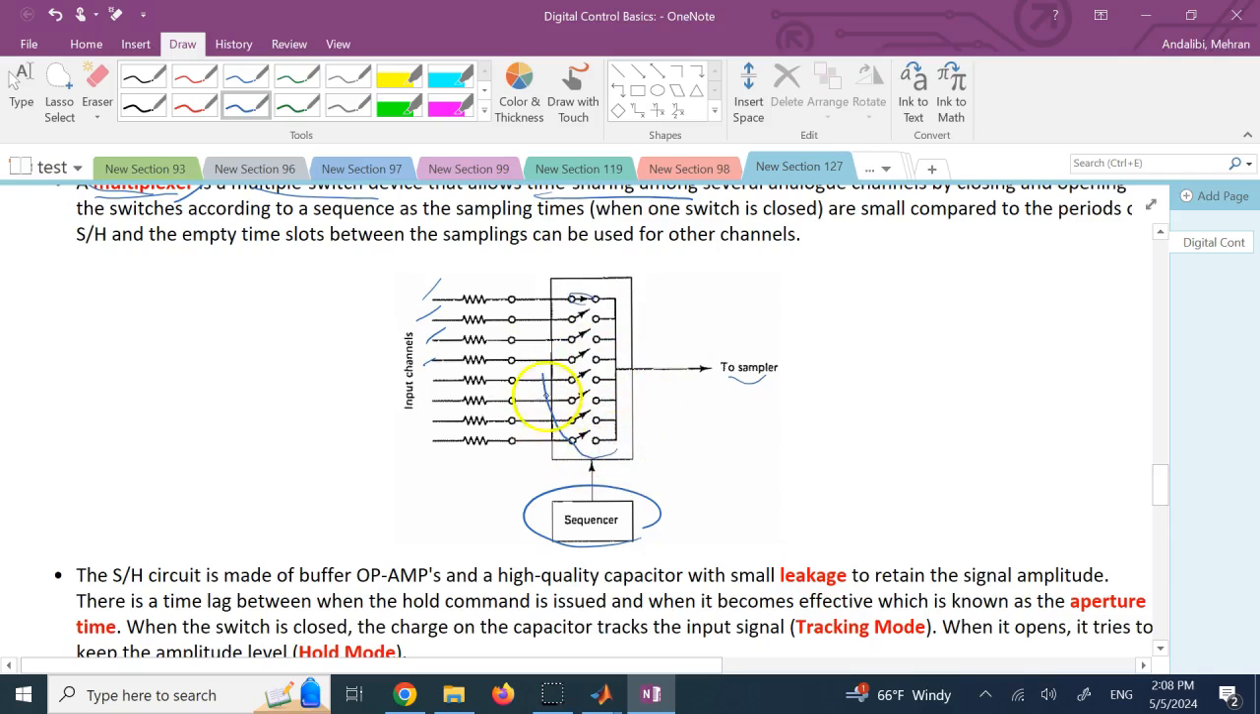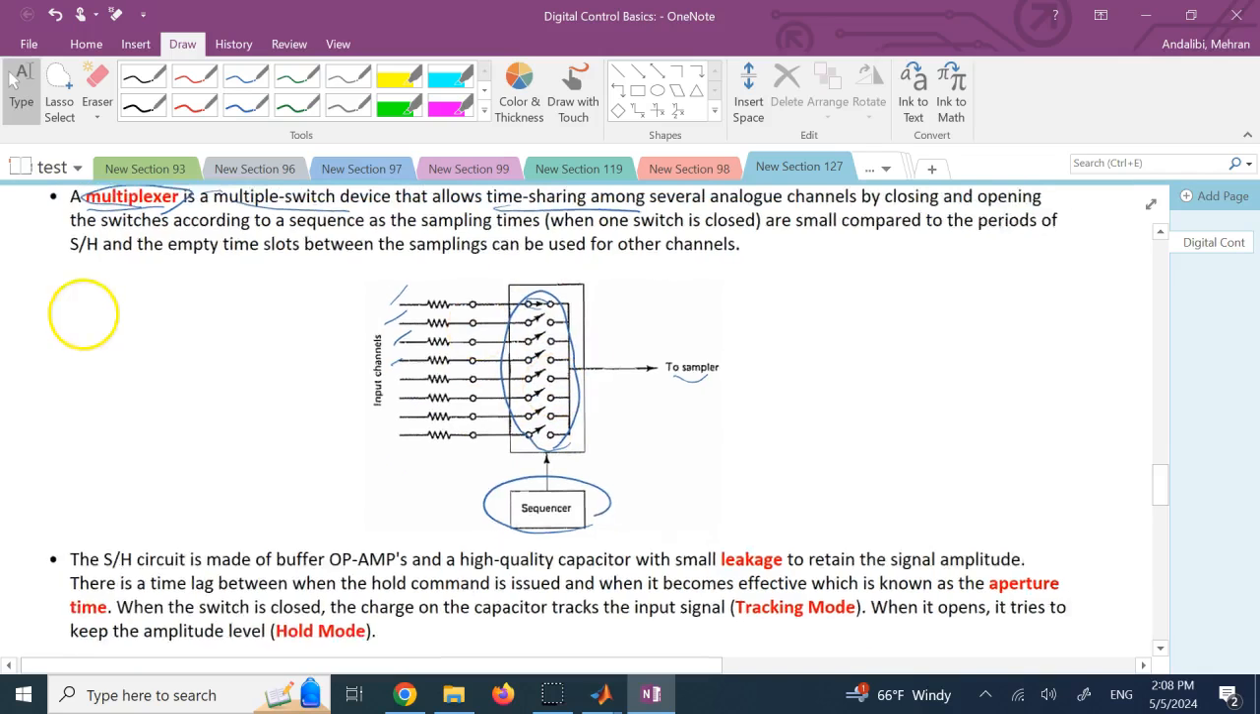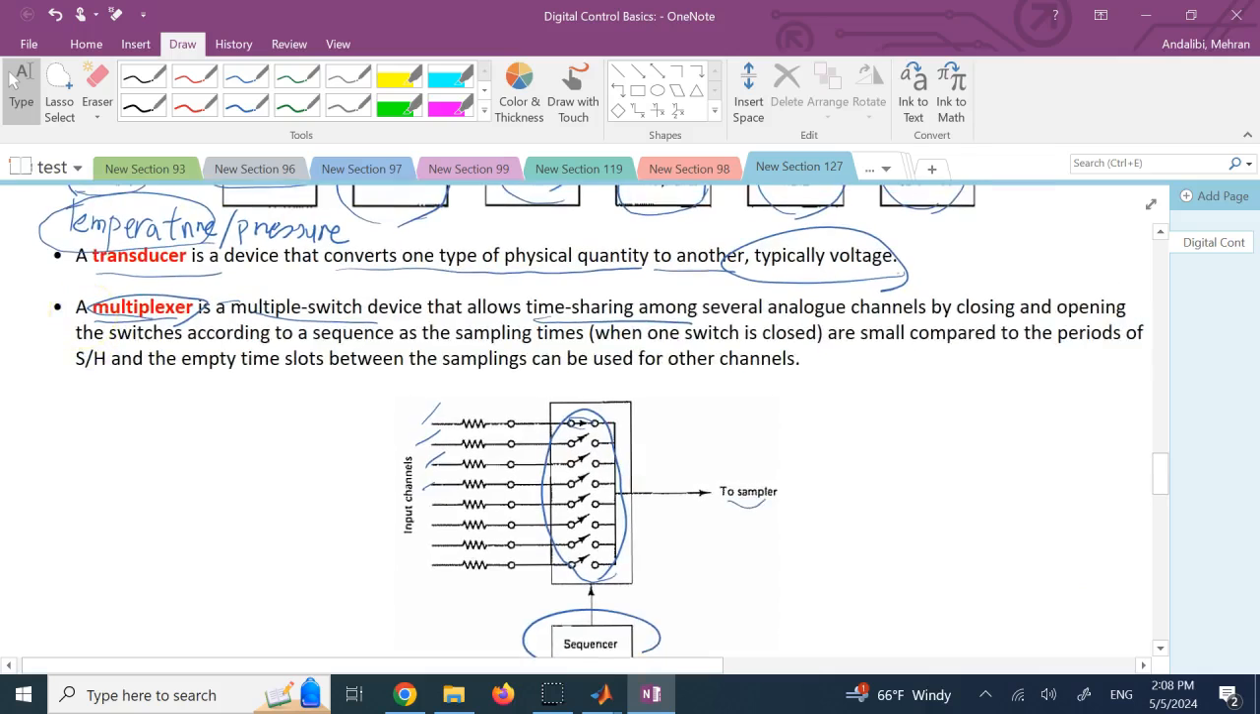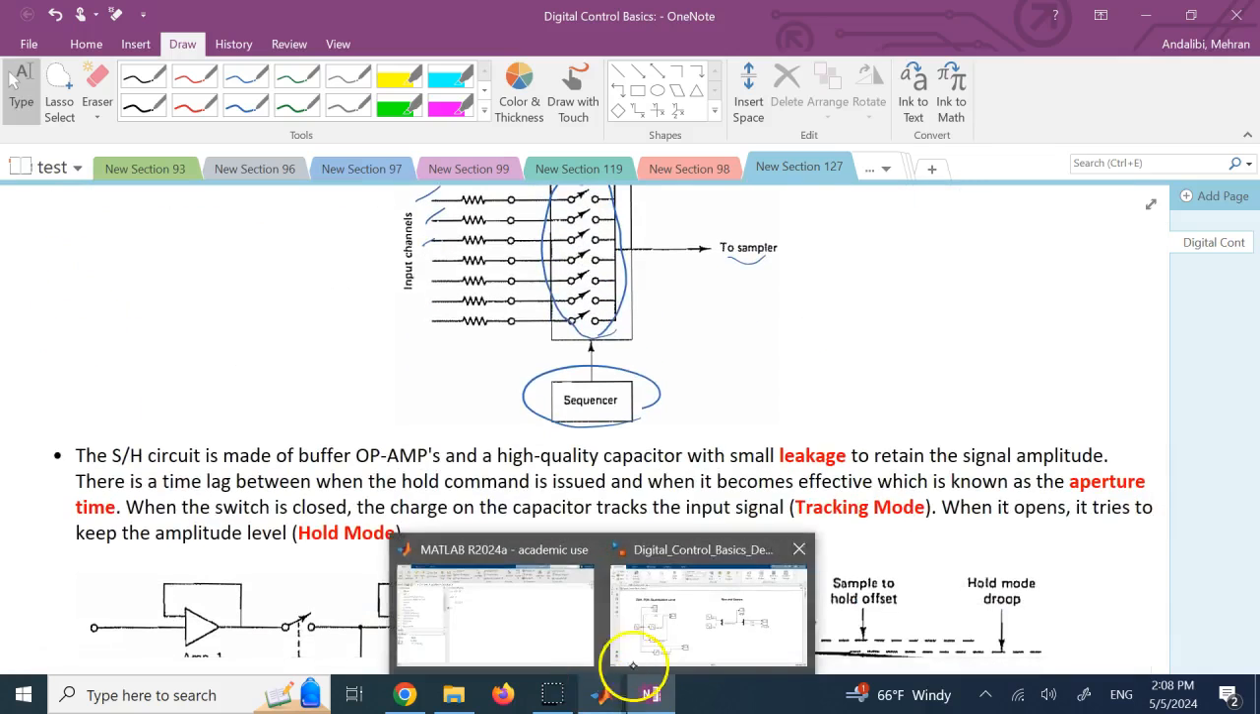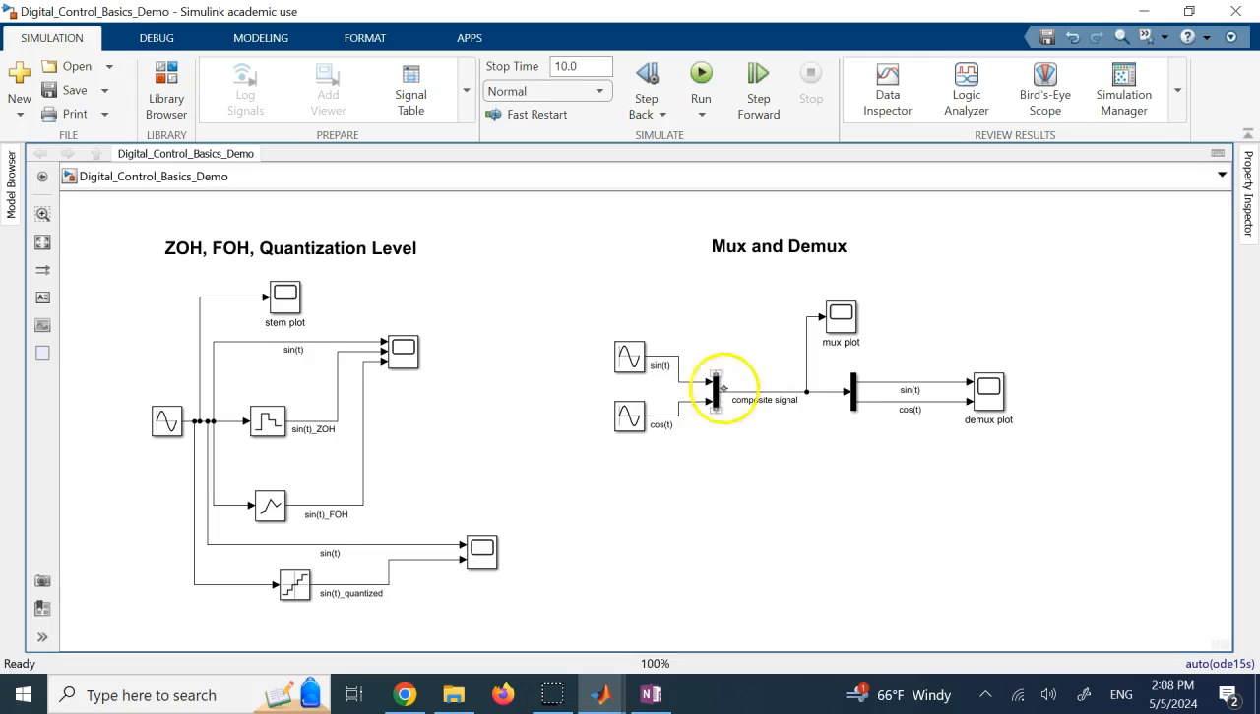And most of the time the number of channels is a power of 2, and you might not need to use all of them. So if you have 8 channels, do I need to have 8 signals? No, maybe I only have 2 signals. But still I can do time sharing and accelerate the performance of the system. And as I said, in MATLAB, I'm going to show you this block here called MUX, which you can combine.